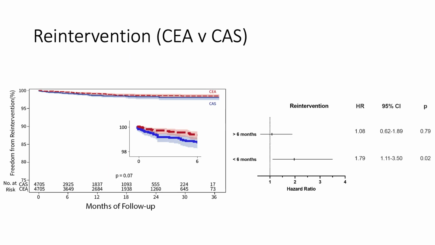So over the course of 3 years, we did not find a significant difference in the risk of reintervention. However, analysis of the first 6 months demonstrates a significantly increased risk of reintervention in CAS compared to CEA, with some separation of the Kaplan-Meier curve as shown in the inset.